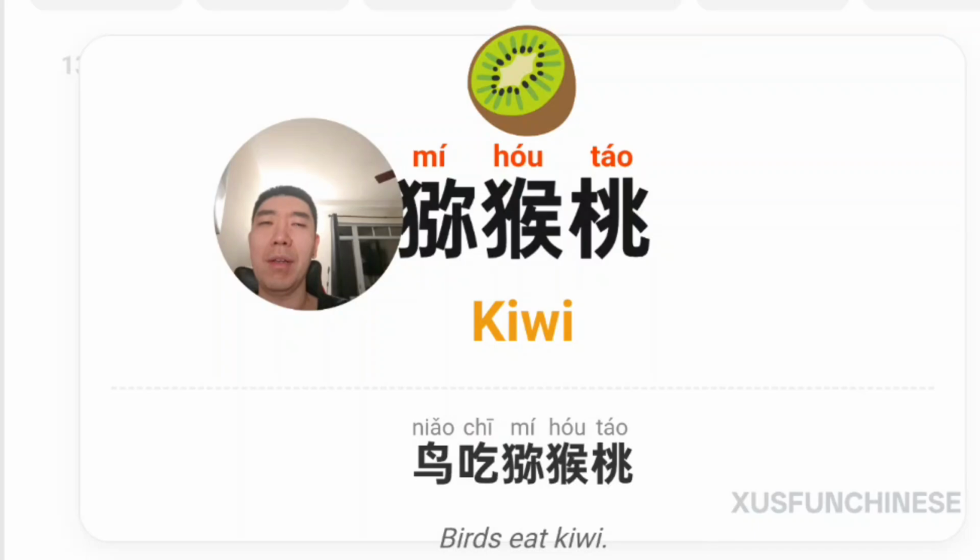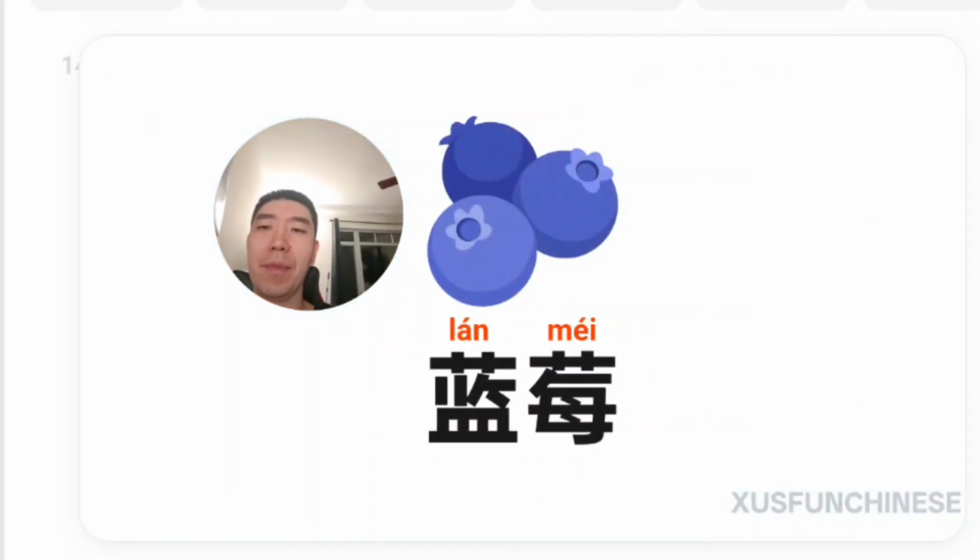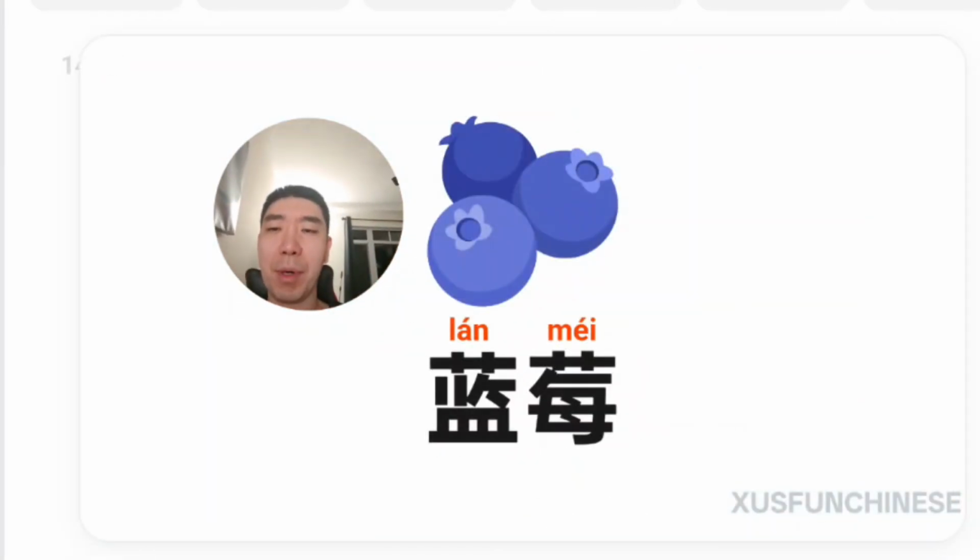But 猕猴桃 is very interesting because I believe it originated from China, but we didn't eat it. Then someone brought it to New Zealand. Then New Zealand tamed it and made it kiwi. Then they introduced it back to China. Then this time China started to accept it on the market. So fun story. 蓝莓。So again, 莓 is berry. So 蓝莓 is literally blueberry.